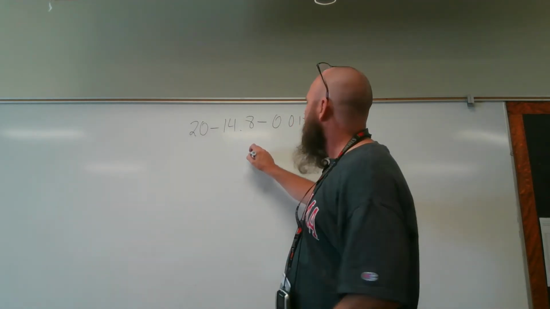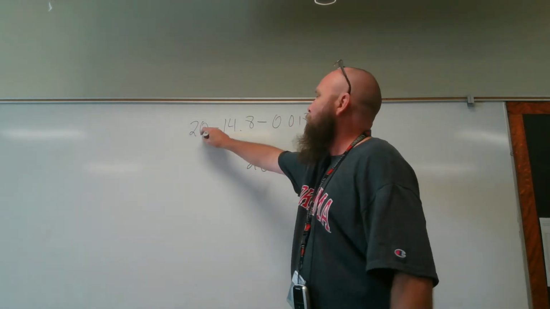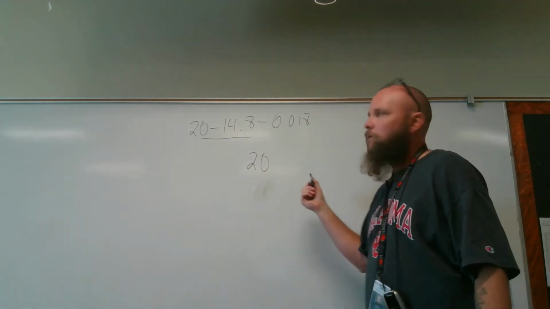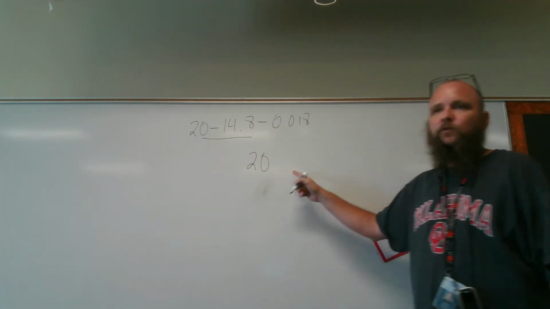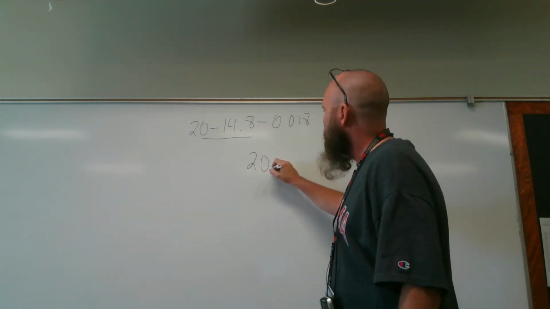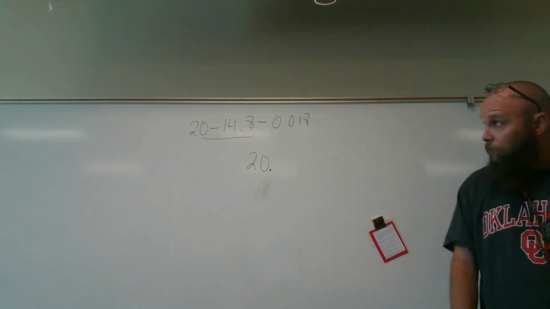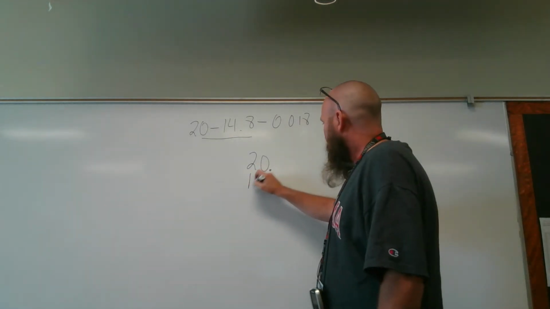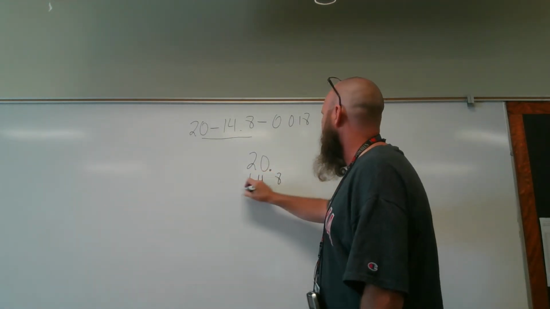So, Ava's going to help me here. We got 20, and I can only do 2 subtraction parts at a time, right, Ava? And where's my decimal point in the number 20, Ava? At the end. It's one of those invisible decimal points Ava knows. And then we have 14 and 8 tenths.